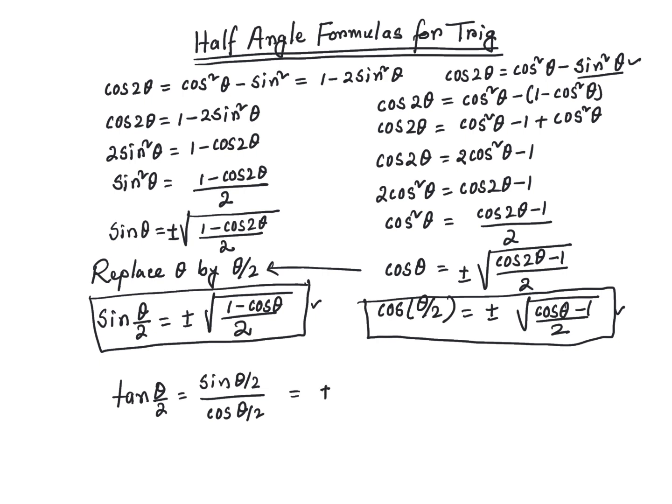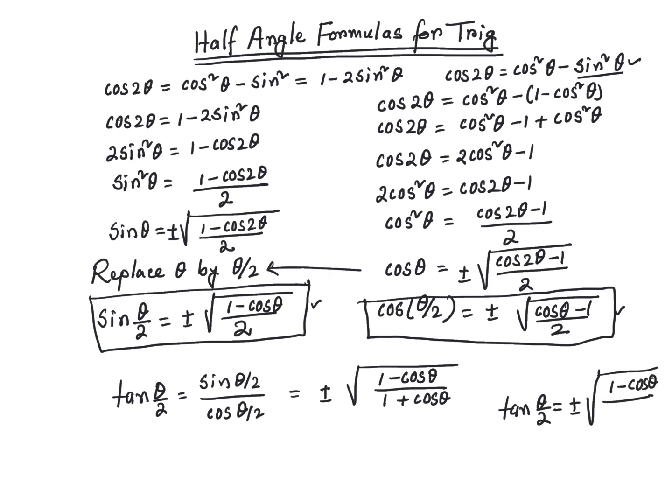That's going to give me plus or minus the square root of 1 minus cosine of theta divided by 1 plus cosine of theta, and the 2's in the denominator are going to cancel out. So this is my final formula. Tangent of theta over 2 is equal to plus or minus the square root of 1 minus cosine of theta divided by 1 plus cosine of theta. And that is the third formula that we are looking for.